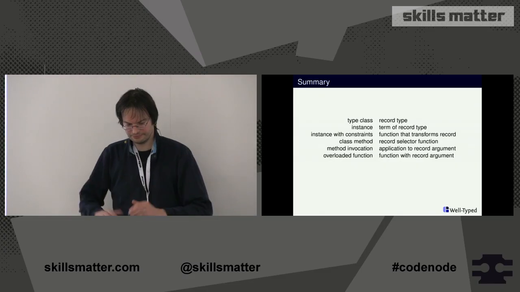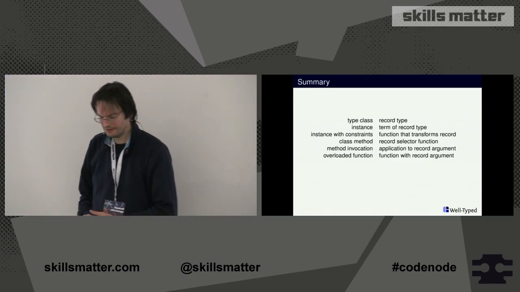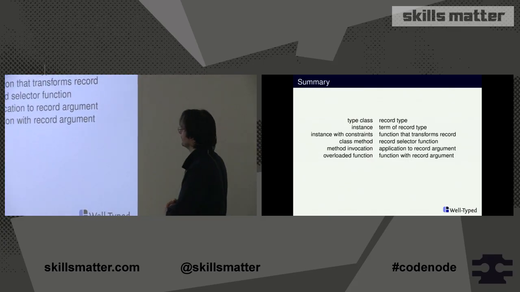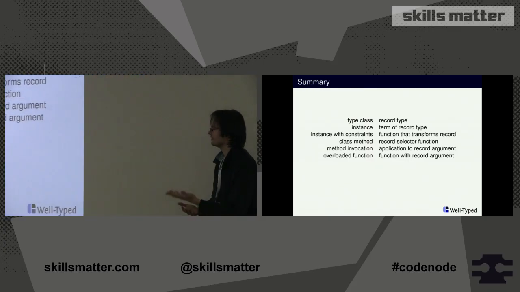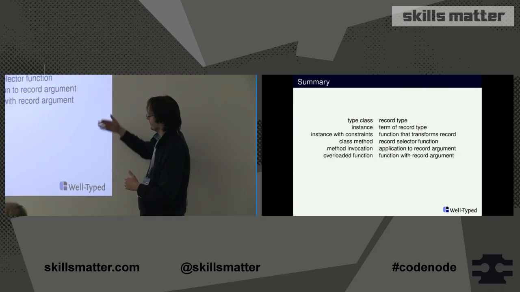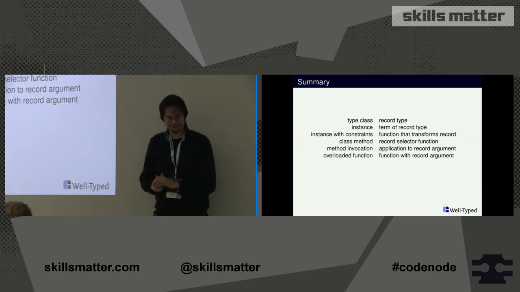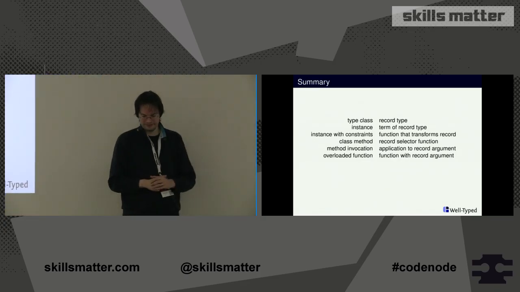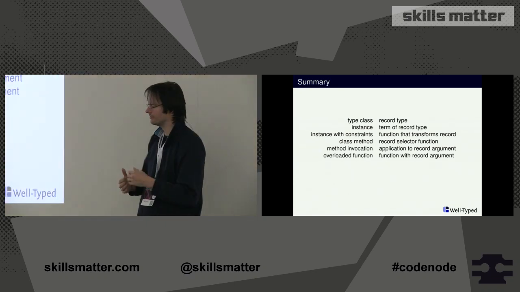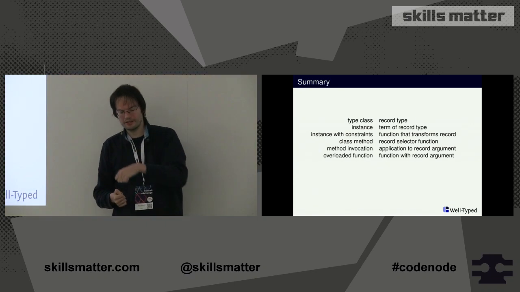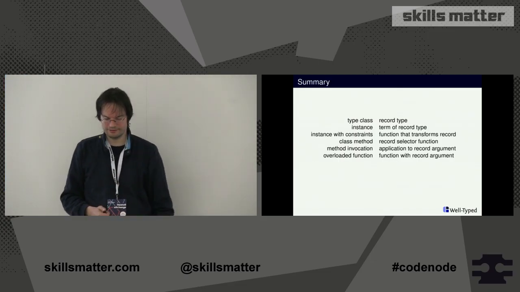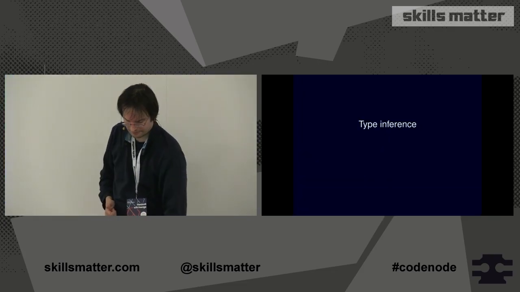Okay, so here's the summary. That's the correspondence, roughly. Type classes correspond to record types, instances correspond to terms of record types. Instances with constraints correspond to record transformers. Class methods correspond to selector functions. Method invocation means application to an extra dictionary argument, and an overloaded function is a function that takes one or more extra dictionary arguments. Okay.